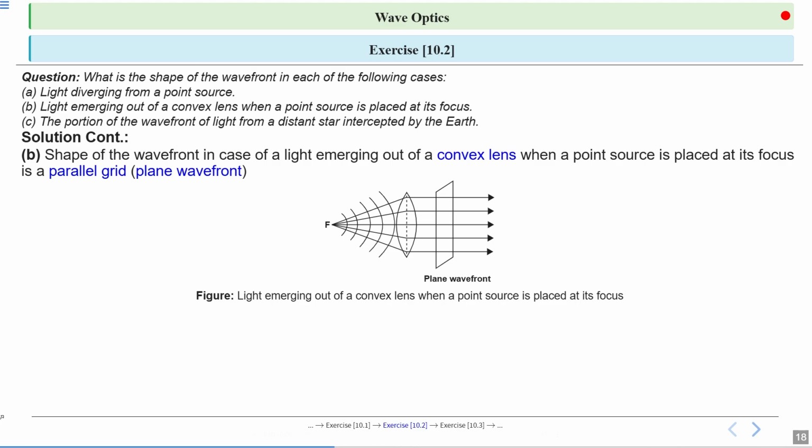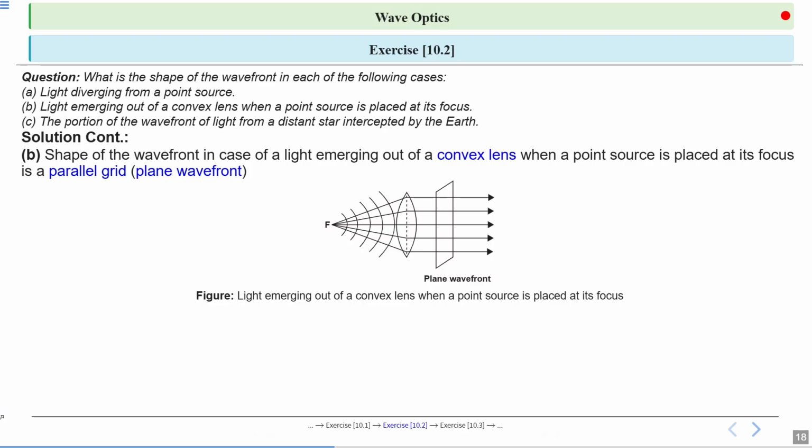So let's examine what happens when light emerges from a convex lens with the point source at its focus. In this case, the wavefront becomes a parallel grid, also known as a plane wavefront. This transformation occurs because the lens bends the light rays to travel parallel to each other. Notice how the wavefront changes from spherical to planar, illustrating the lens focus effect. The wavefront is spherical initially, and the point source is placed at the focus of the convex lens. So rays emerging from the point source become parallel after refracting through the lens.